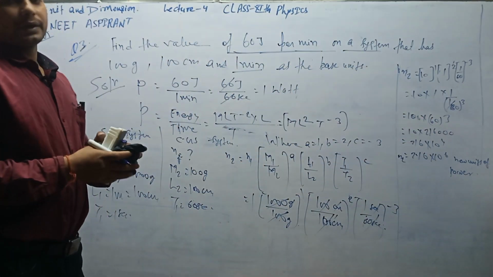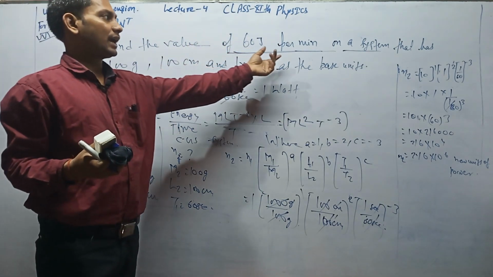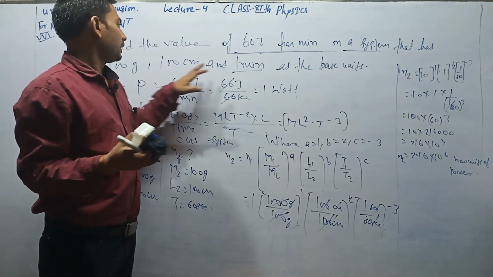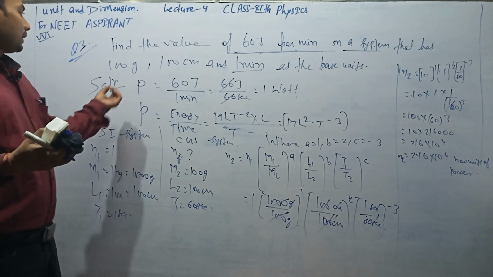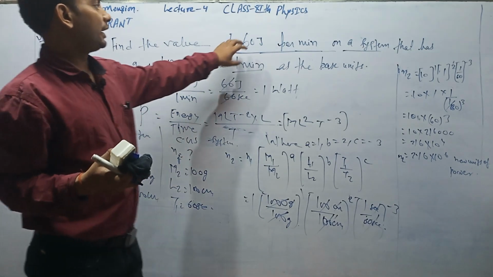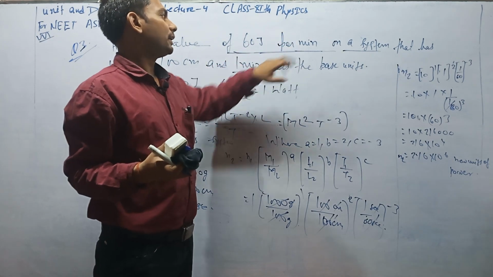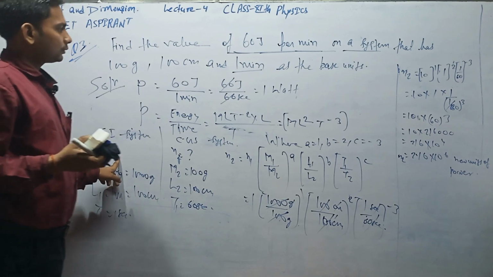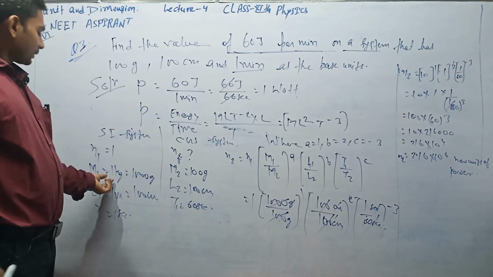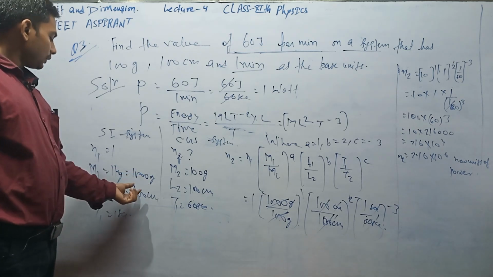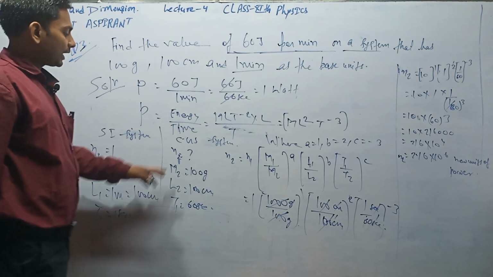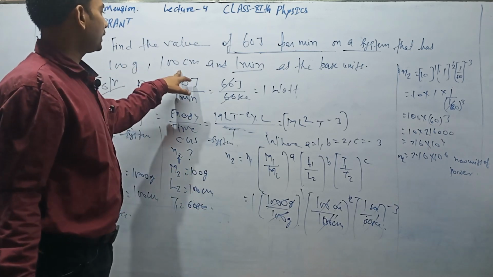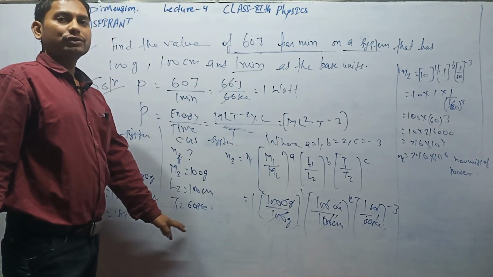Here, according to the question, find the value of 1 watt on a system that has 100 gram, 100 centimeter, and 1 minute. Here, power equals joule per minute, that means power. 1 watt equals 1 watt in SI system. M1 equals 100 gram, L1 equals 100 centimeter, T1 equals 1 second, M2 is 100 gram, L2 is 100 centimeter, T2 is 60 second. Given that 100 gram, 100 centimeter, and 1 minute, 1 minute equals 60 second.